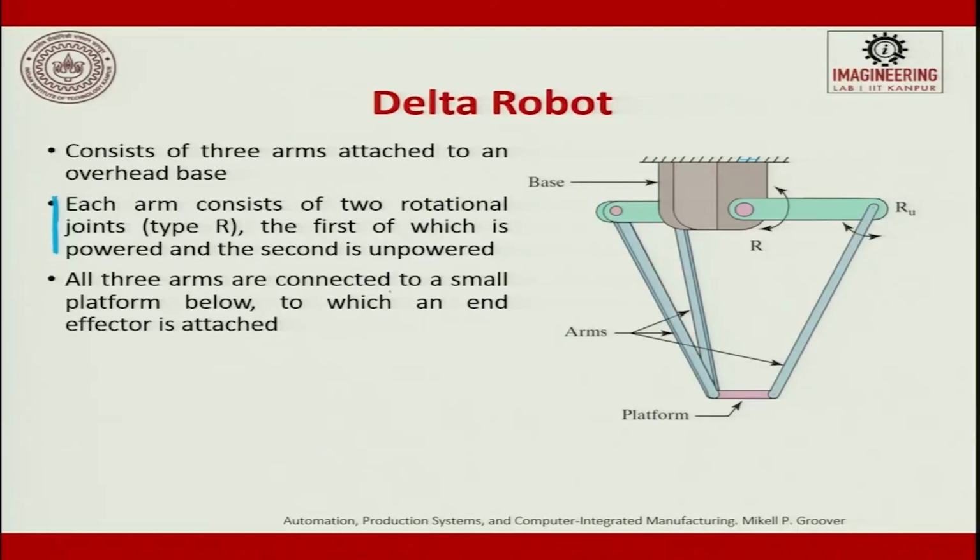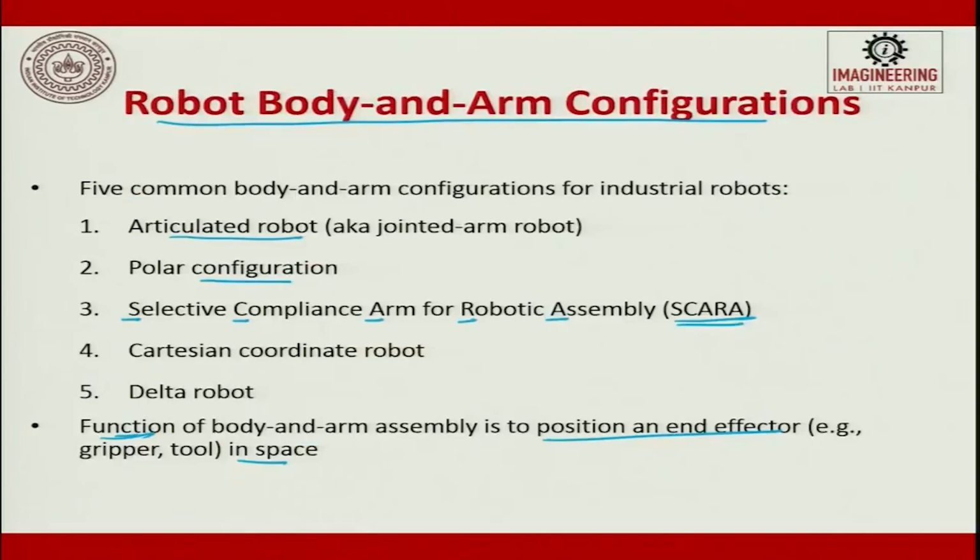All the 3 arms are connected to a small platform. This is a platform. So, you can have a drilling machine, milling machine, or you can have a positioning device, whatever it is. All 3 arms are connected to a small platform below to which an end effector is attached. So, end effector is here. This is a delta robo. So, we saw 5 configurations which is very important, we should know: articulate robo, polar configuration robo, then selective compliance arm for robotic assembly robo, Cartesian coordinate robo and delta robo.